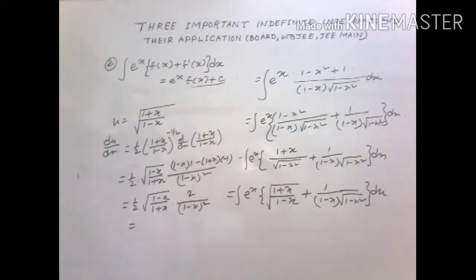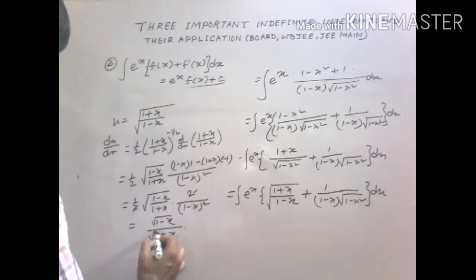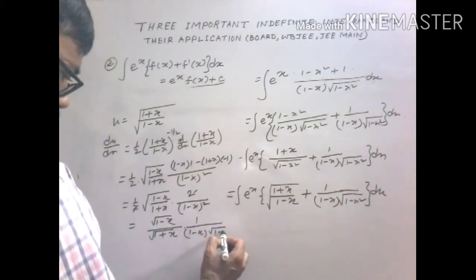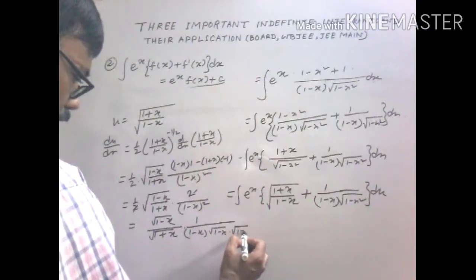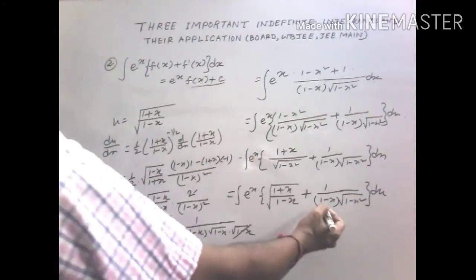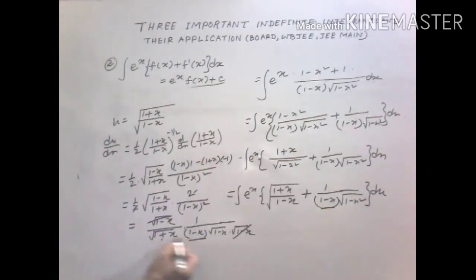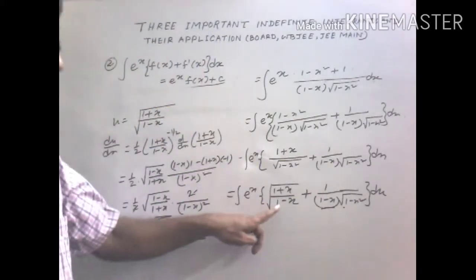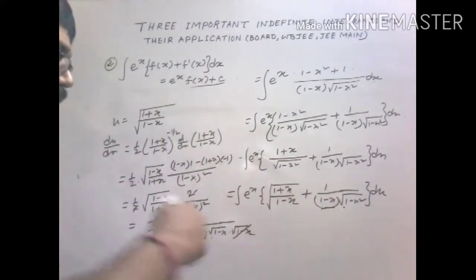So 2 cancels. So finally what you are getting, look, 2 cancels. So root 1 minus x by 1 plus x, root over. This is 1 minus x into root over 1 minus x into root over 1 minus x. So 1 minus x cancels out. Now we are getting 1 minus x and this one is 1 minus x square. So the derivative of this one is this.